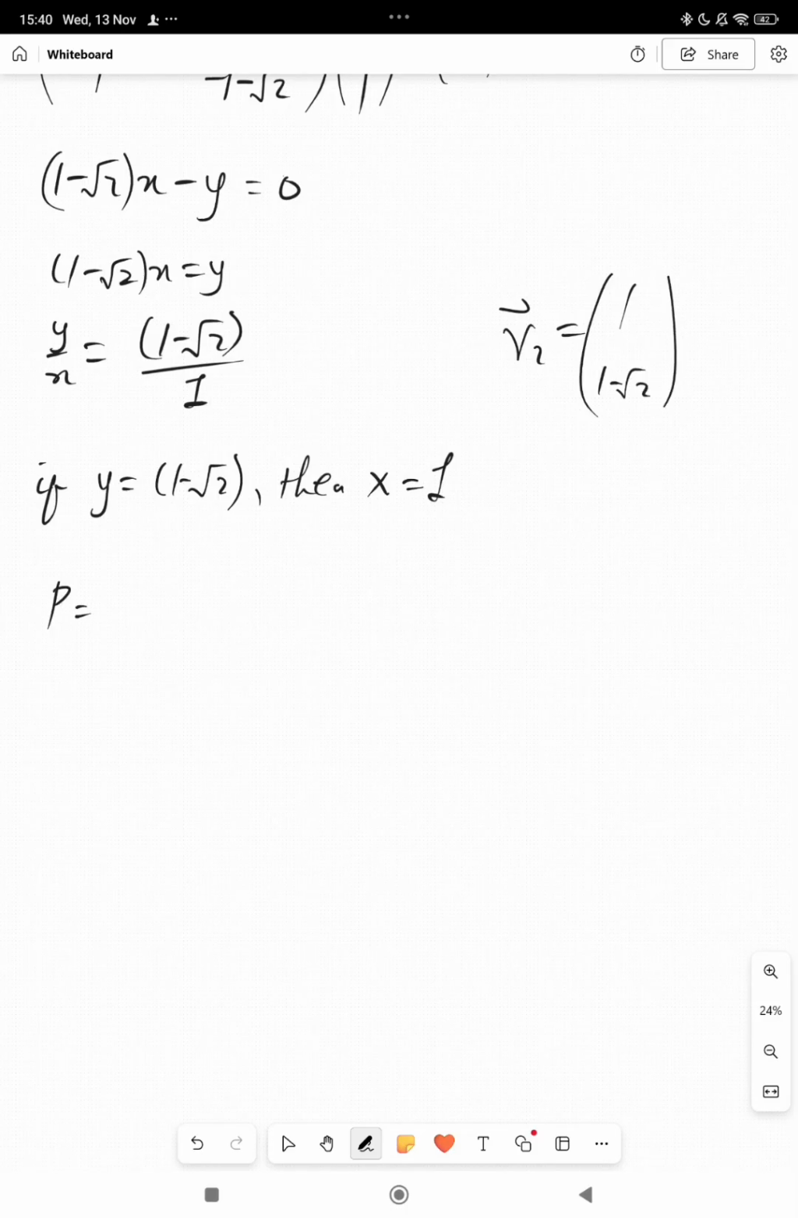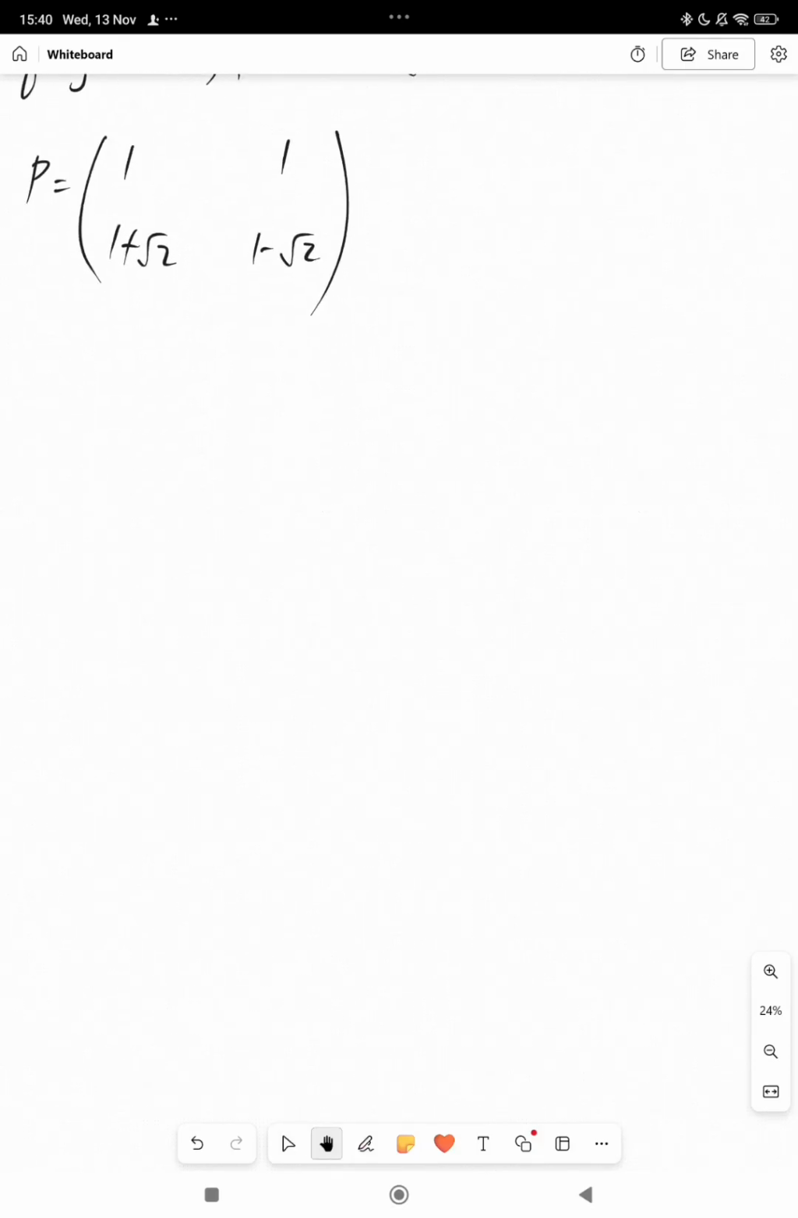So our v2 is equal to 1 and 1 minus the square root of 2. So our P matrix is given by 1, 1 plus square root of 2, and 1 minus square root of 2. We can go ahead and find our P inverse as 1 minus square root of 2 and 1 minus 1 and minus 1 plus square root of 2.